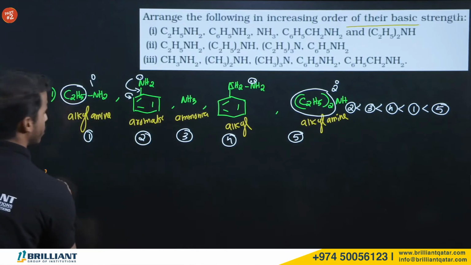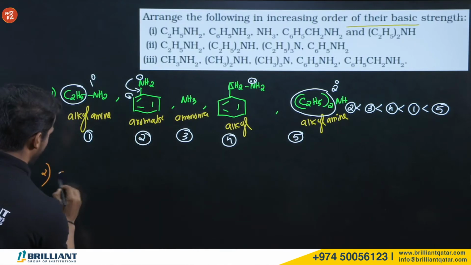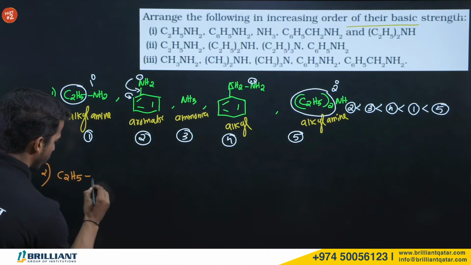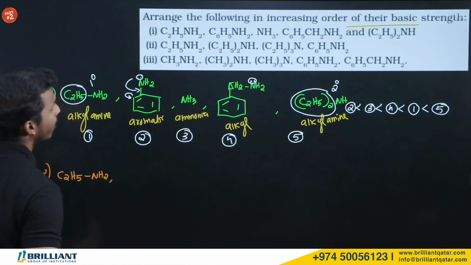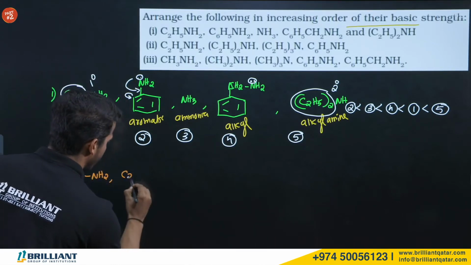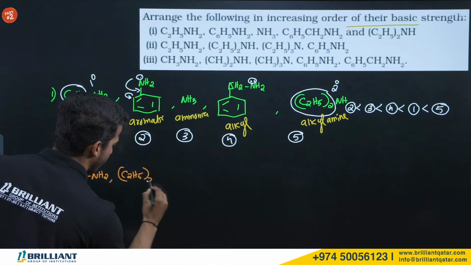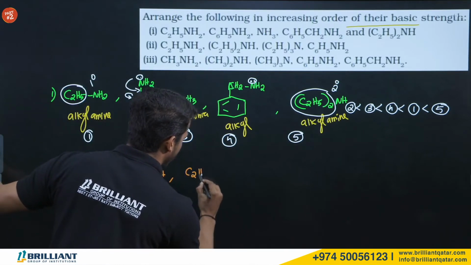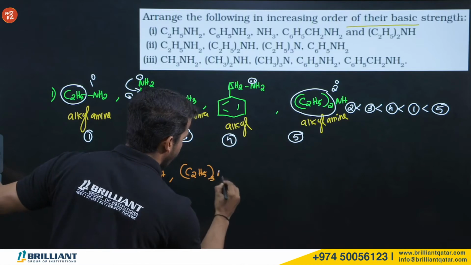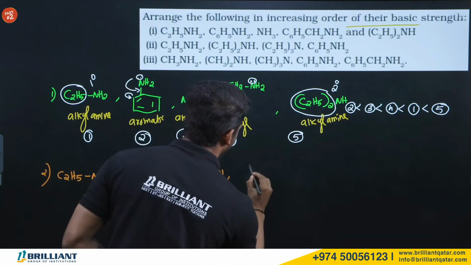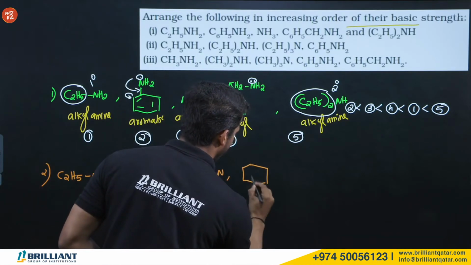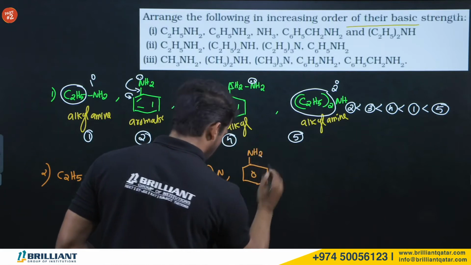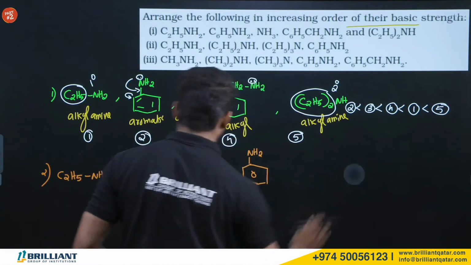In the second question, they given C2H5NH2, again ethylamine, C2H5NH2. Then (C2H5)2NH, that is C2H5 twice NH, and then (C2H5)3N, C2H5 thrice N. Then C6H5NH2, that is what? Aniline. Dear all of you, hope you clear the idea here.